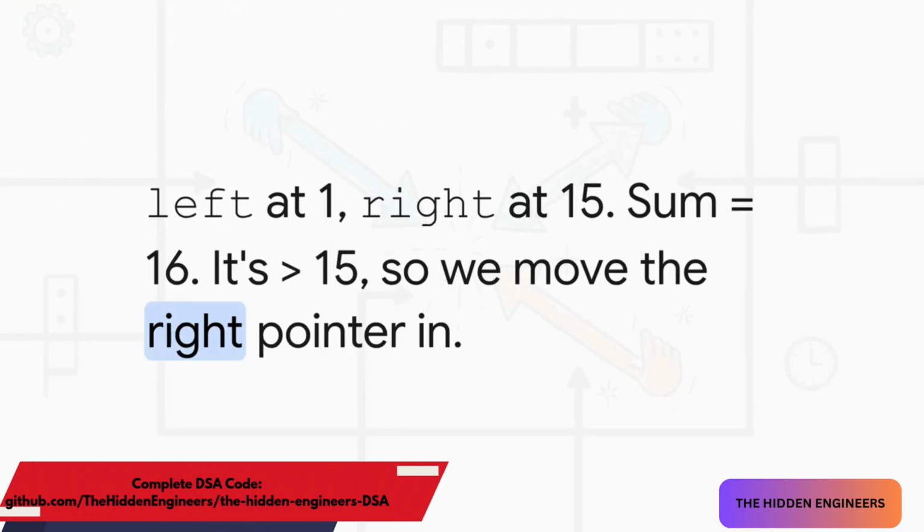Okay, first up, our left pointer is on the number 1 and our right pointer is way over on 15. What's the sum? 1 plus 15 is 16. Well, our target is 15, so 16 is too big. Now think about it, since the array is sorted, how can we make the sum smaller? We have to get rid of the biggest number, right? So we move our right pointer one step in.